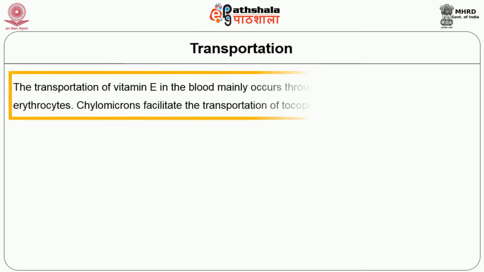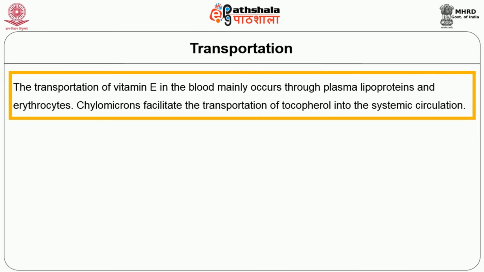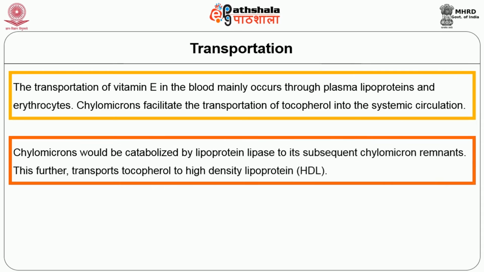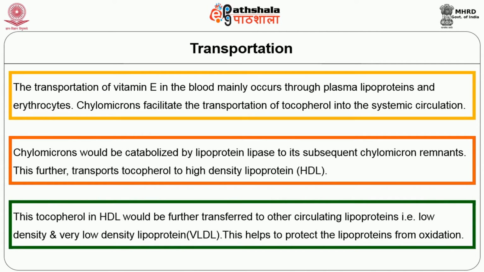The transportation of vitamin E in the blood mainly occurs through plasma lipoproteins and erythrocytes. Chylomicrons facilitate the transportation of tocopherol into the systemic circulation, wherein they would be catabolized by lipoprotein lipase to subsequent chylomicron remnants. This further transports tocopherol to high-density lipoprotein. This tocopherol in HDL would be further transferred to other circulating lipoproteins, that is low-density lipoprotein and very low-density lipoprotein. This helps to protect the lipoproteins from oxidation.